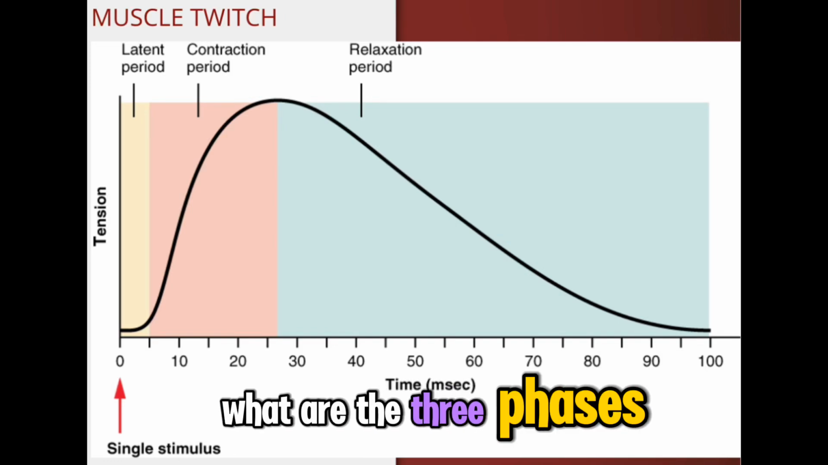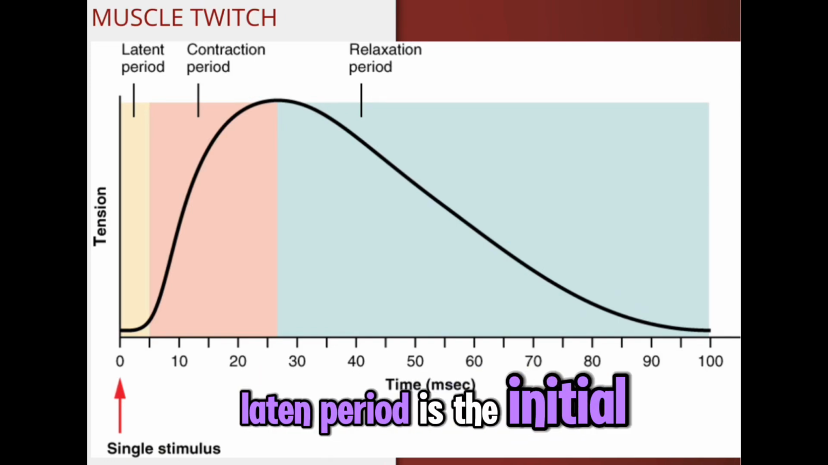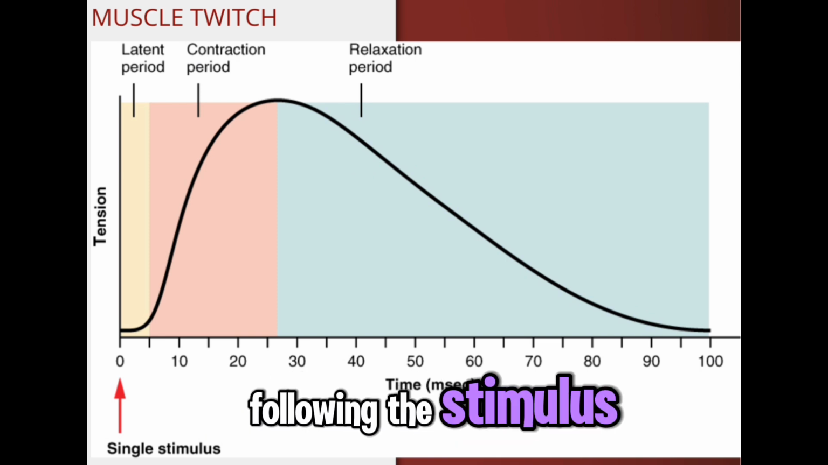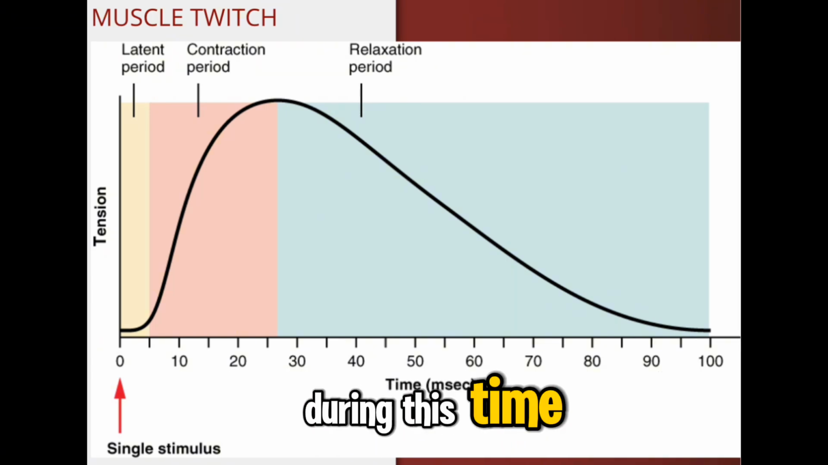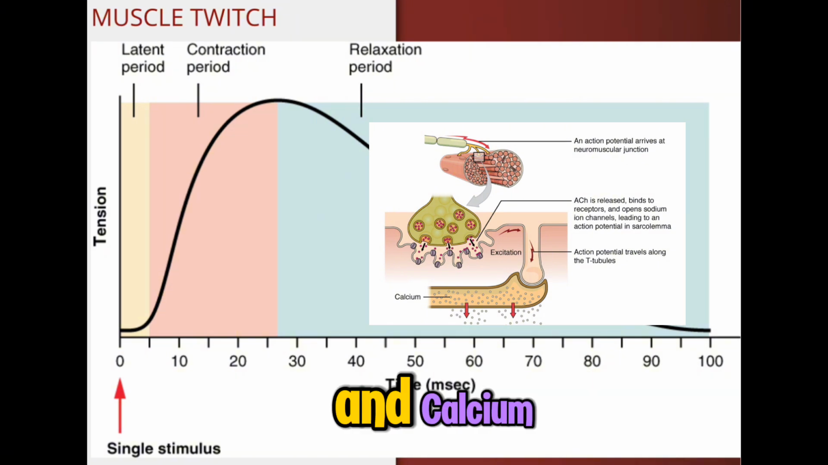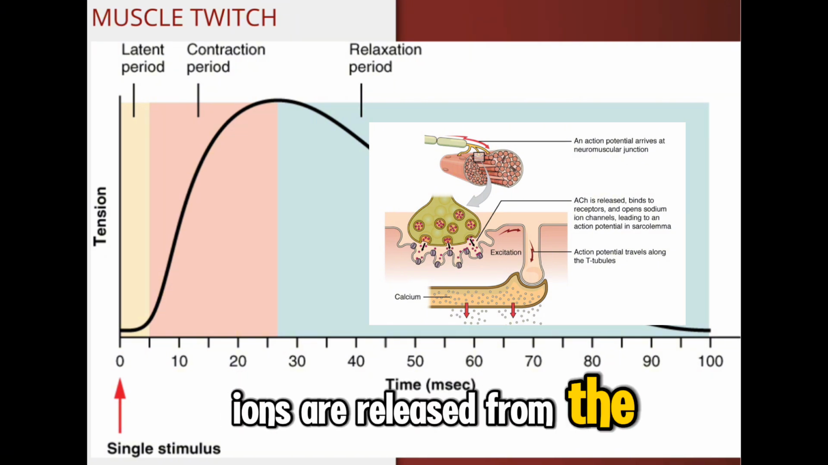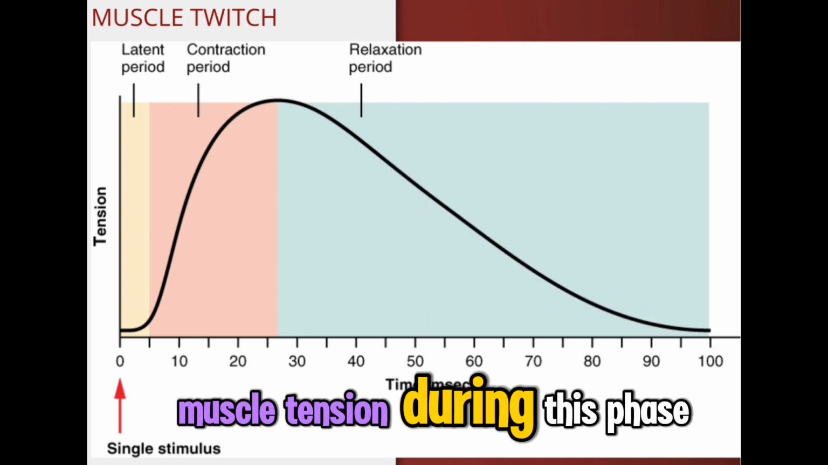What are the three phases of a muscle twitch? Let's get into it. The latent period is the initial phase following the stimulus, but before any visible contraction occurs. During this time, the action potential travels along the muscle fiber, and calcium ions are released from the sarcoplasmic reticulum. There is no change in muscle tension during this phase.